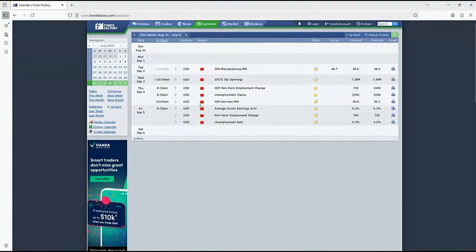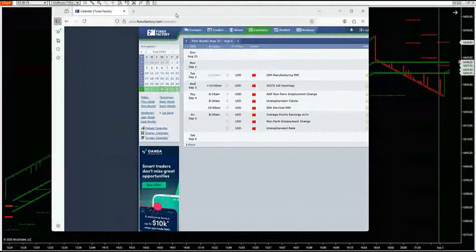So you don't want to turn on the reversal strategy into these news events. Wait a couple of minutes afterwards and start stalking these trades. So make sure we understand the news coming out this week.